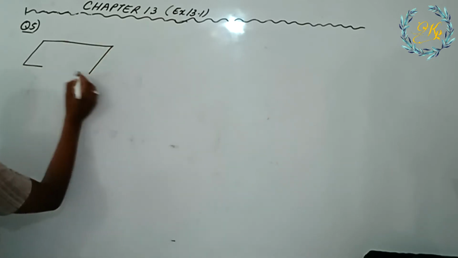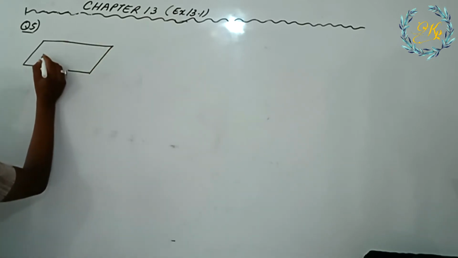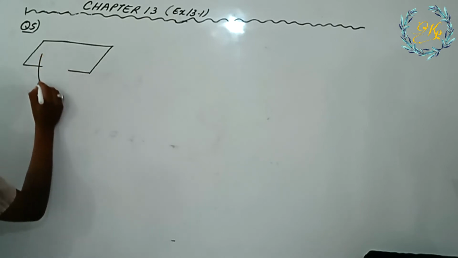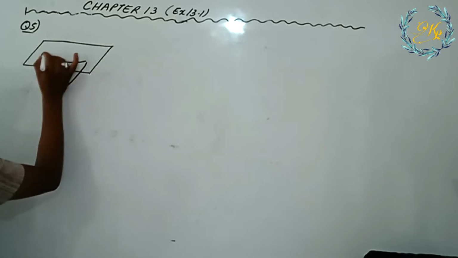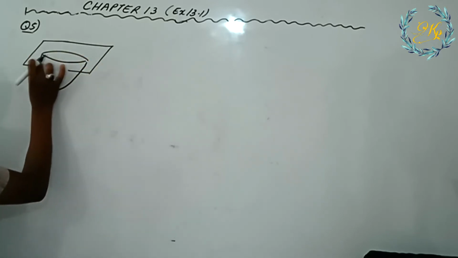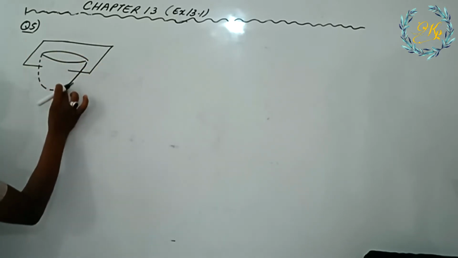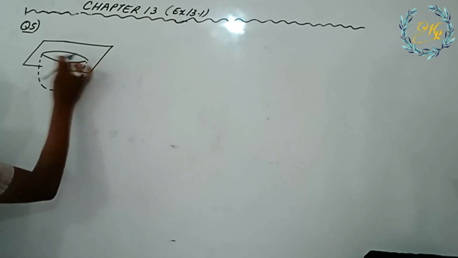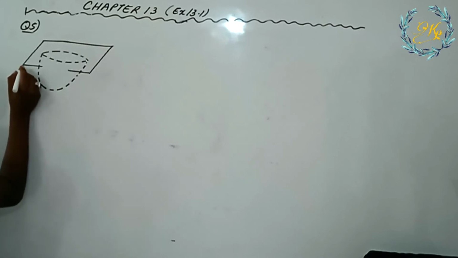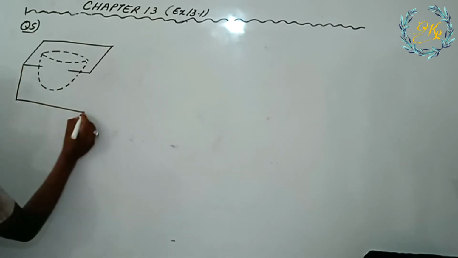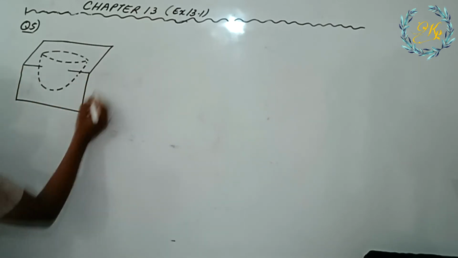We are given a cubical block. Now from this, a hemispherical depression is cut. We can separately draw the figures, and draw the hemisphere with the help of a dotted line. This is a cubical wooden block.